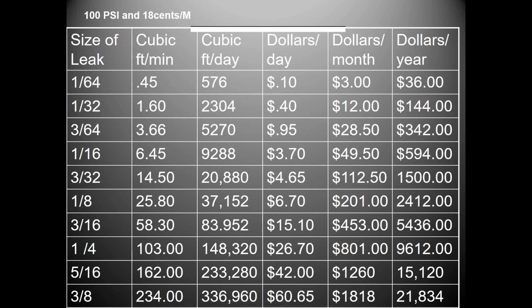One of the original reasons I bought the tool was the air leaks. It shows here the size of an air leak in the left-hand column, and in the right-hand column, based on some cost up here (you can calculate your own), it tells you what these leaks cost per year. So you can see a 1/4-inch leak is over $9,000 a year. Even a 1/16-inch air leak is $594.